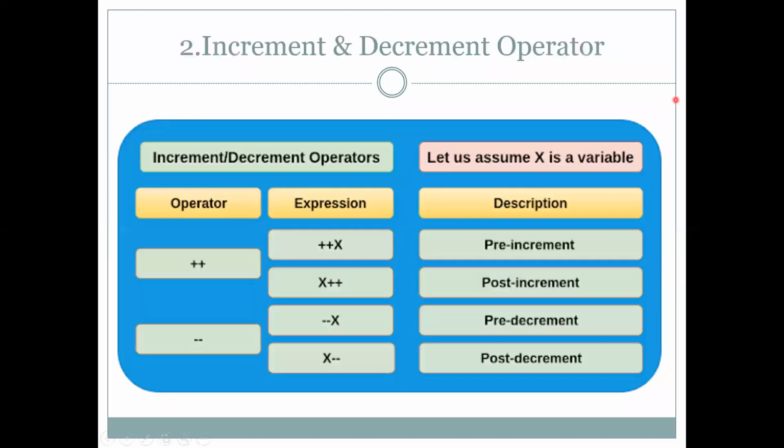Next are the increment and decrement operators. In some situations, a need may arise to increase or decrease the value of a variable by 1. Sometimes there might be a requirement in the program to decrease or increase the value of the variable by 1. Increment increases the value by 1 and decrement decreases it by 1. Let's assume x is our variable. Plus plus is the increment operator and minus minus is the decrement operator.